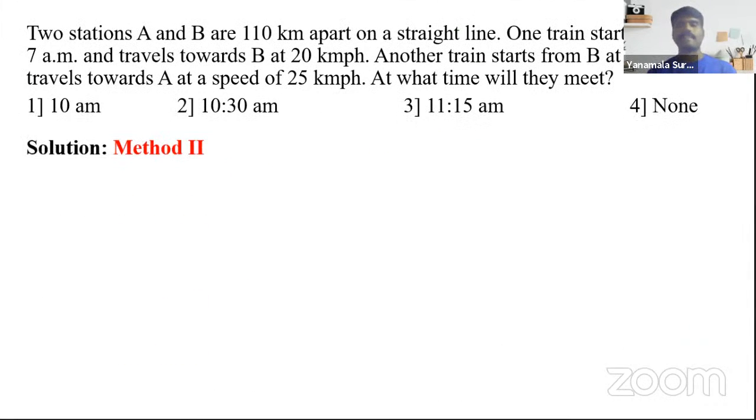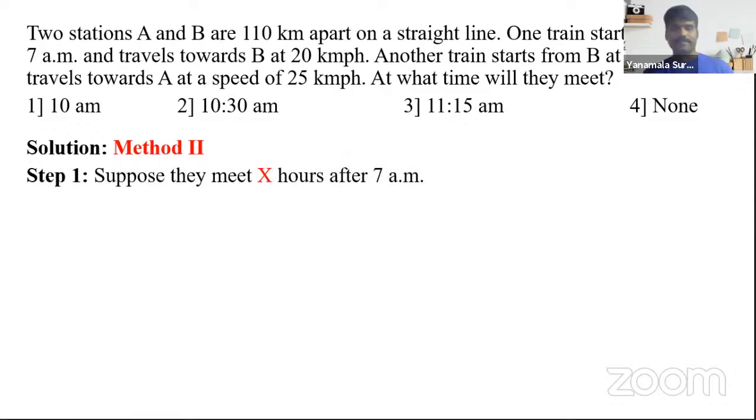Yes, let's see here. Let us assume that the two trains meet X hours after 7 a.m. So I am taking the time reference as 7 a.m. After X hours, the two trains will meet.